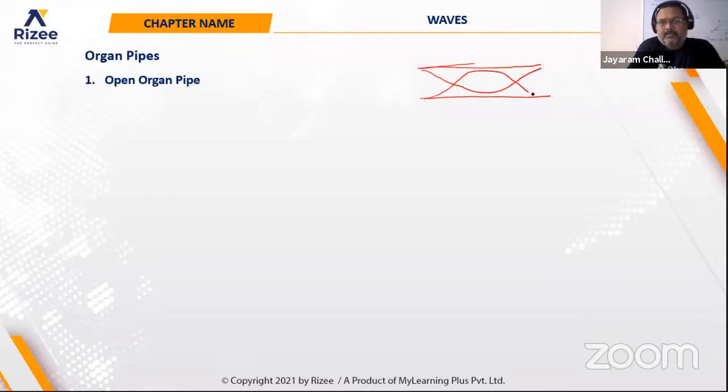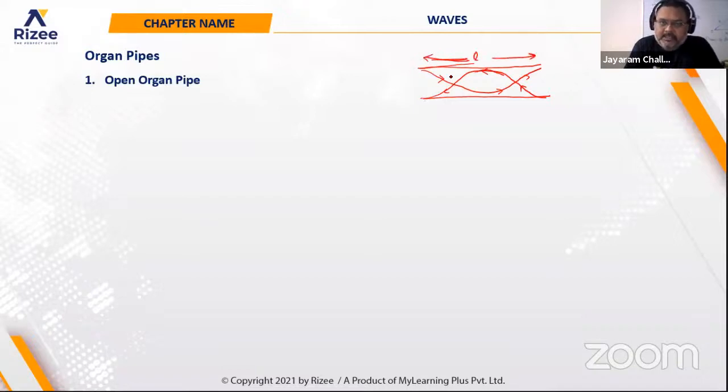One will be an incident wave, another one is going to be a reflected wave. So the wave is going to be traveling in this direction, and the reflected wave is going to be reflected from the surface at the open end and come back. So this is how it is going to be. The length of the pipe is going to be L.